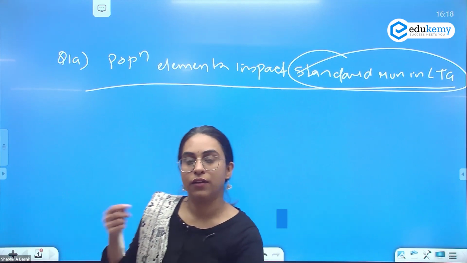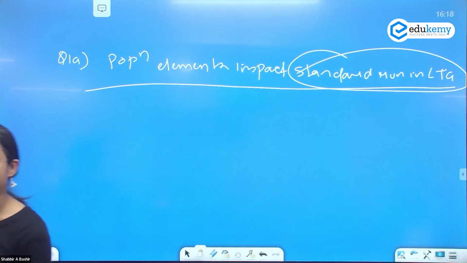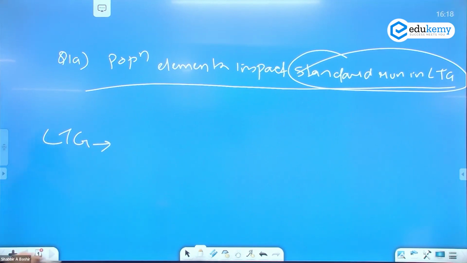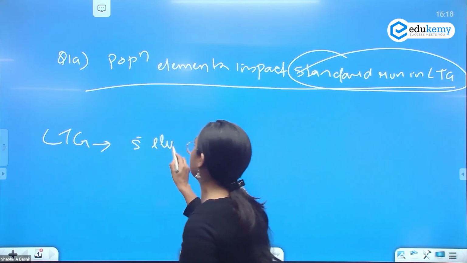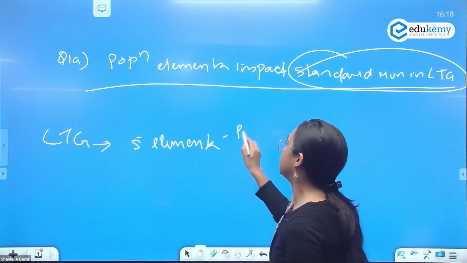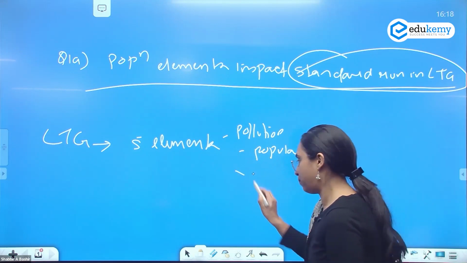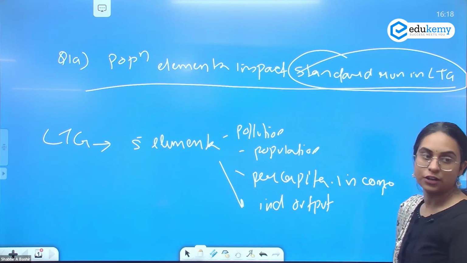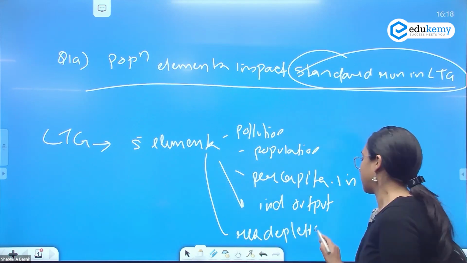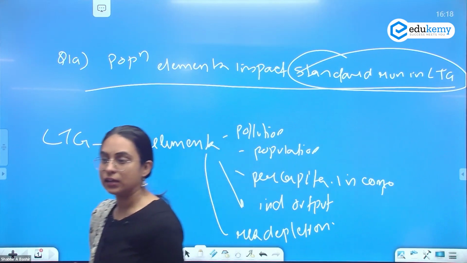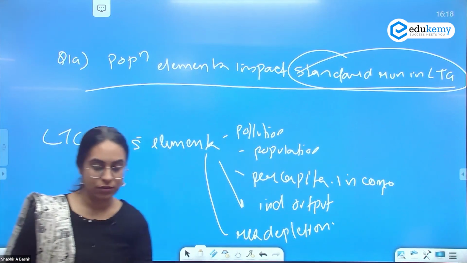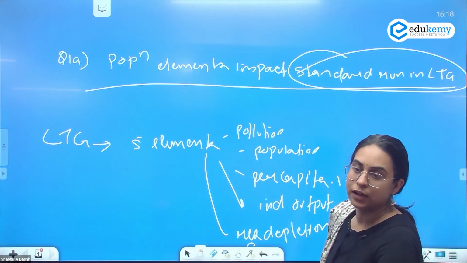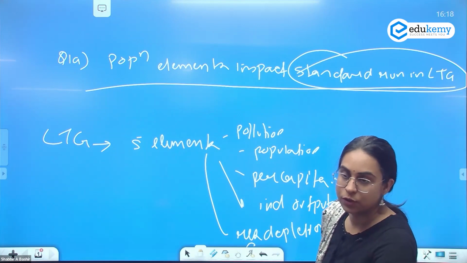runs. When this report, Limits to Growth, was there, there were 5 key elements. 5 key elements were used: pollution, population, per capita income, industrial output, resource depletion. ये 5 elements लिए थे. Pollution, resources, resources will have food also, population and per capita income. These were the 5 elements that were used in LTG.